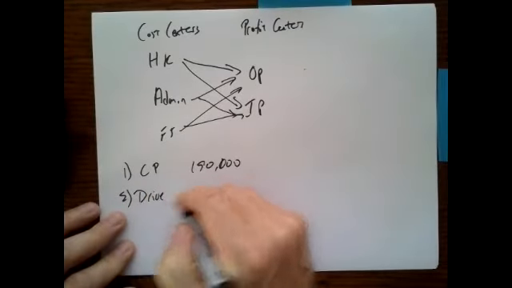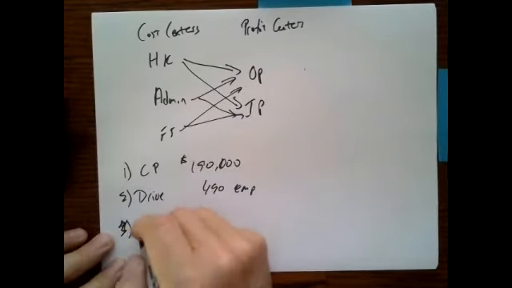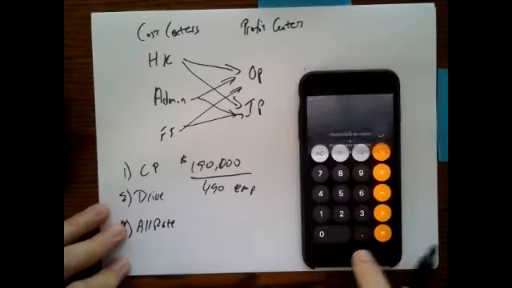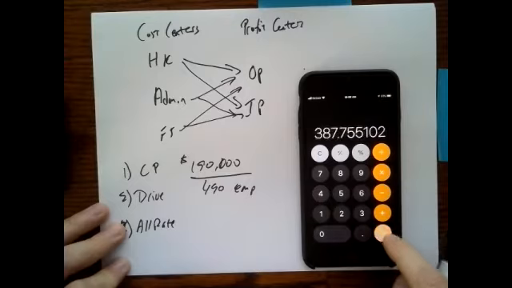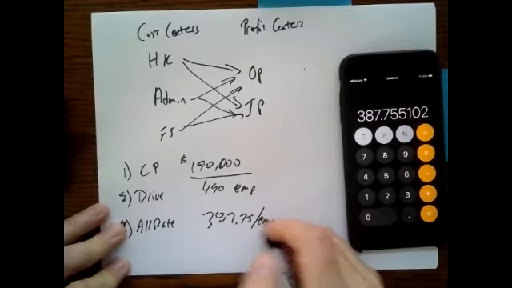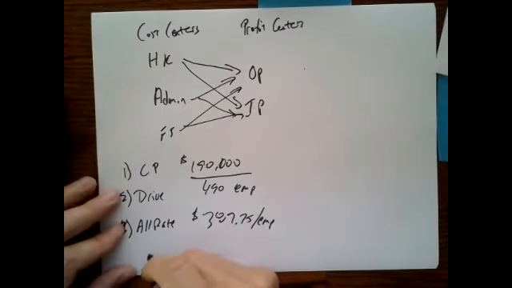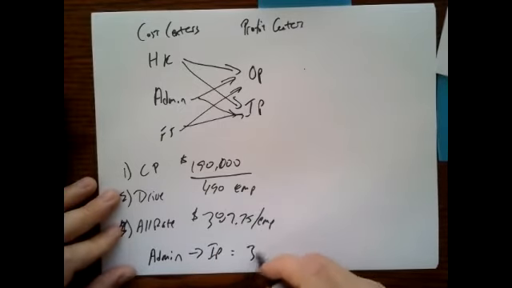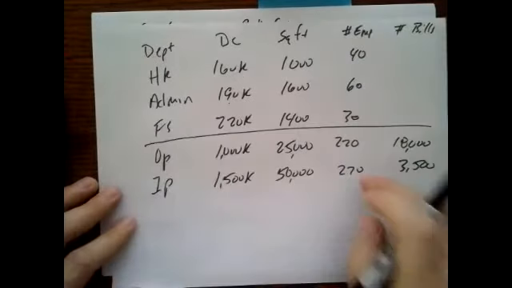So the driver is 490 employees, right? The allocation rate is 190 divided by 490. 190,000 divided by 490 gives us 387.75 per employee. And so the amount allocated to inpatient, admin to inpatient, is going to equal 387.75 times the number of employees, 270.